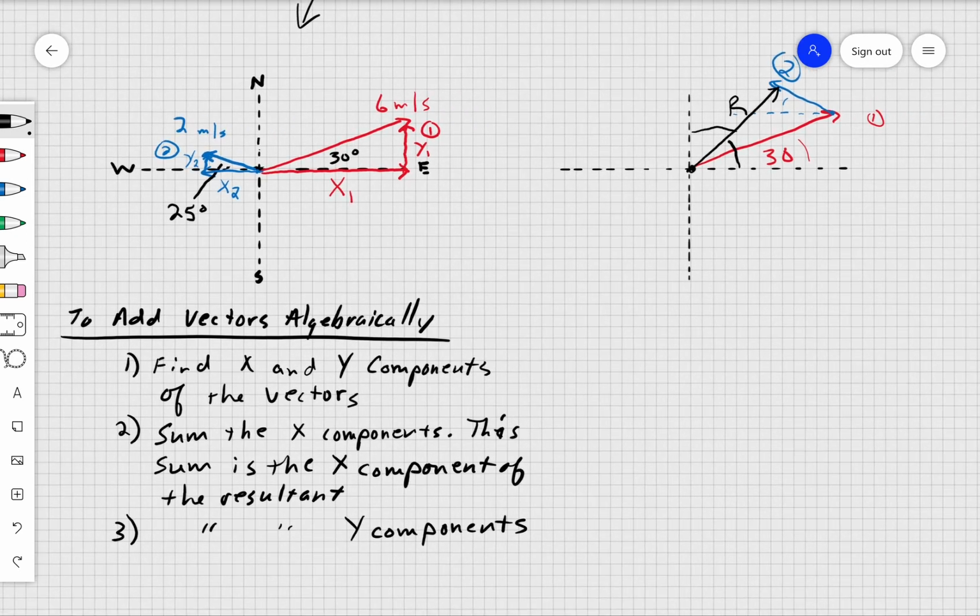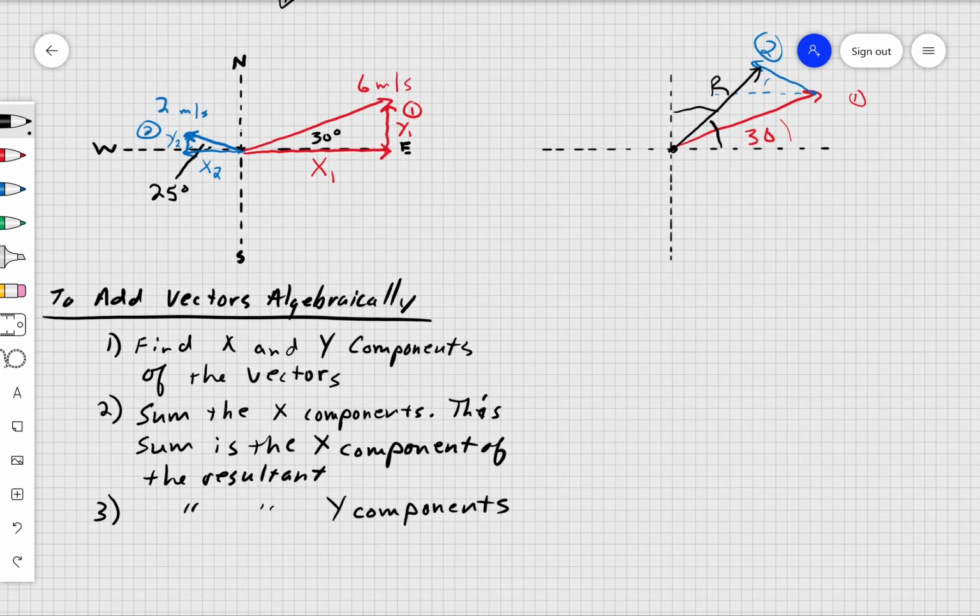So it looks to me like y1 is from a hypotenuse of 6 and an angle of 30. This is an opposite side. For y1, it is opposite my angle of 30. So with the hypotenuse, that's a sine function. So that function is 6 sine 30, and the sine of 30 is a half. So y1 has a value of 3 meters per second, and it is in the positive direction. Look at the way that the component arrow points.